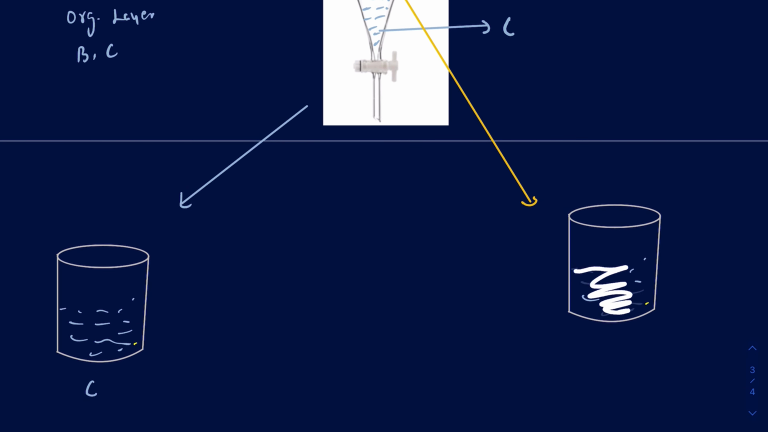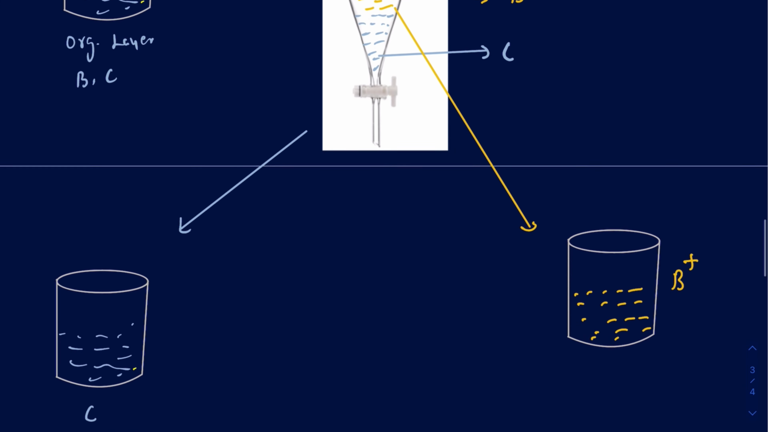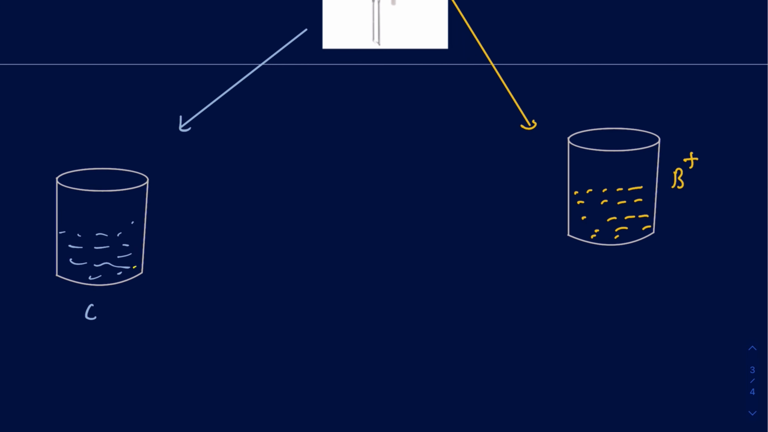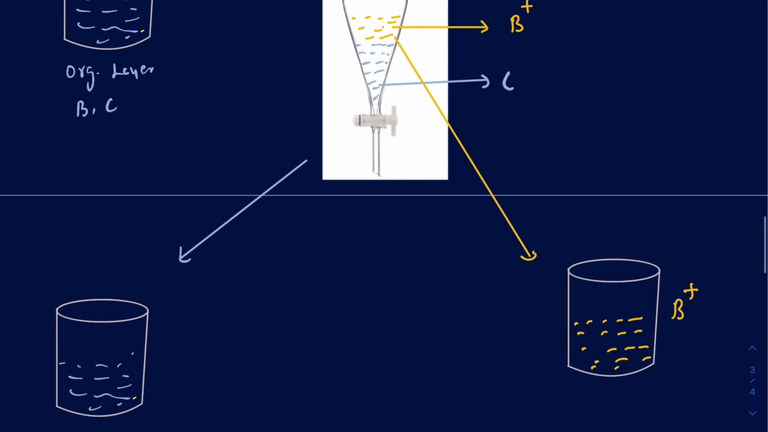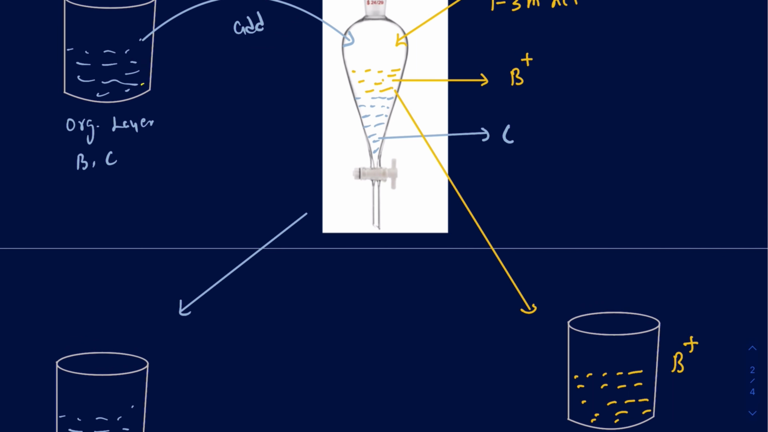I'm just going to erase this momentarily. So this would contain B plus on it. Okay, and you want to run that again. Always run the extractions twice, and make sure, obviously, when you're removing these solutions from the separatory funnels, all you're really going to be using is this stopcock right there to open this.